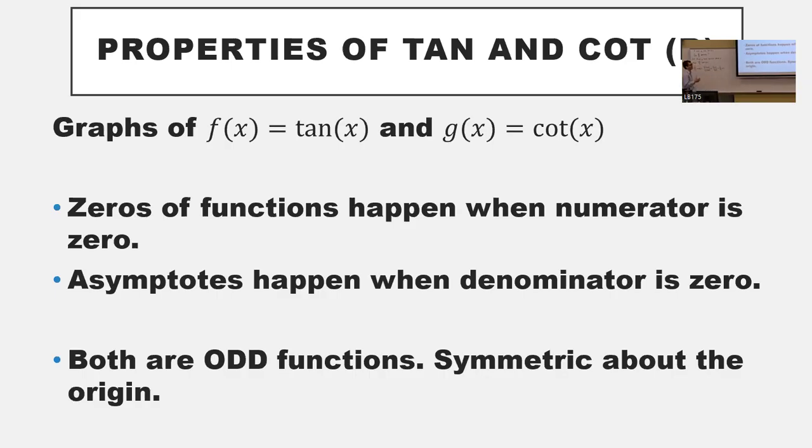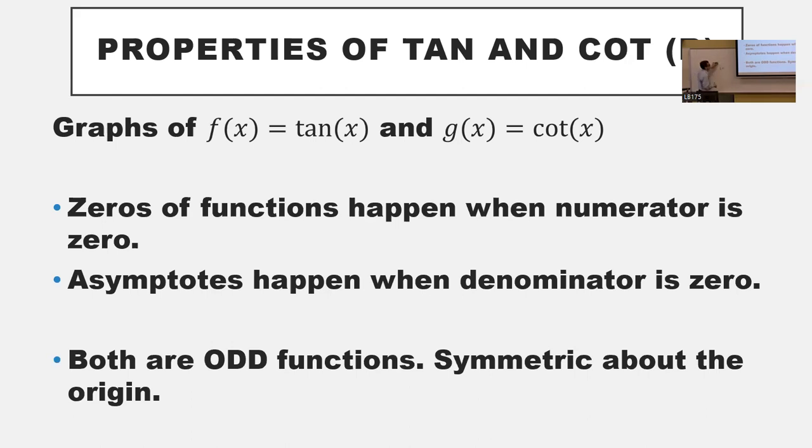And like I said, zeros of the functions are going to happen when the numerator is 0. When I think about tangent, I think about it as sine over cosine. So the numerator is going to be the sine in that case. The denominator is going to be the cosine with tangent. With cotangent, it's the reverse. The numerator is going to be the cosine, and the denominator is going to be the sine.